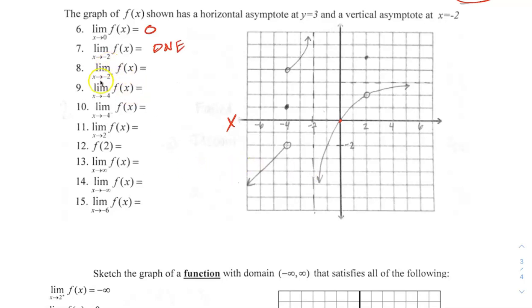Next one. Limit as x approaches negative 2 from the right. So here's negative 2. Remember this is left and this is right. We're coming from the right hand side. So as you're coming from the right hand side, where's your graph going? Negative infinity.